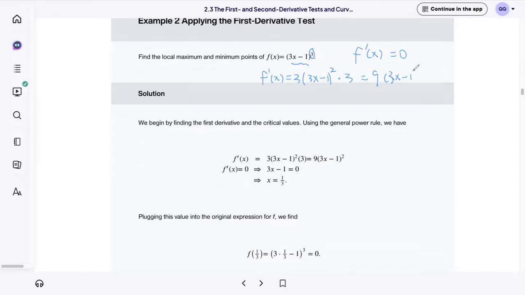(3x - 1)^2. Then we set this one to be 0. Well, then we divide by 9 on both sides, so we get (3x - 1)^2 to be 0. That means 3x - 1 has to be 0, which means x equals 1/3. So we solve x for 1/3, then we plug in to find the function value, which is 0, because 3 times 1/3 is 1, 1 minus 1 is 0.